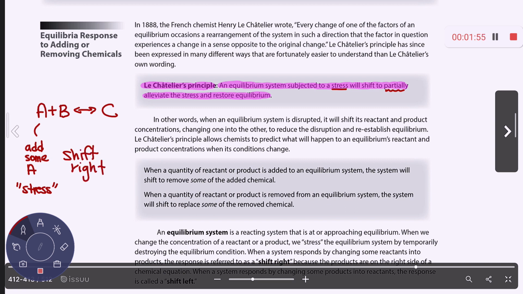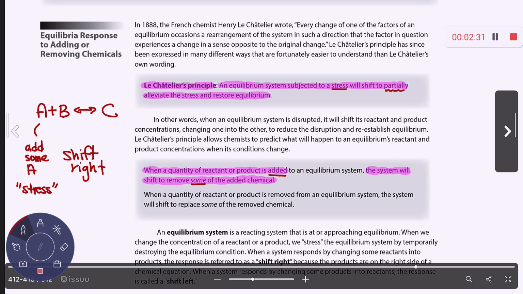Now, shifting right means I will consume some reactant and I will produce product. Okay? So when a quantity of reactant or product is added, so I'm going to underline added here, Le Chatelier's principle says the system or the chemical reaction will shift to remove some of the added chemical. So I'm going to underline the word some.